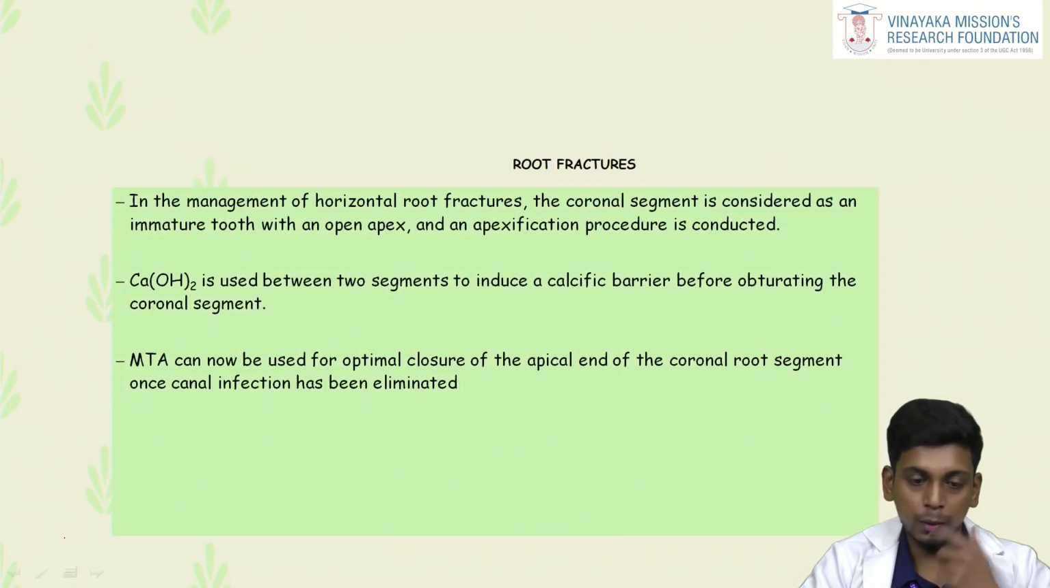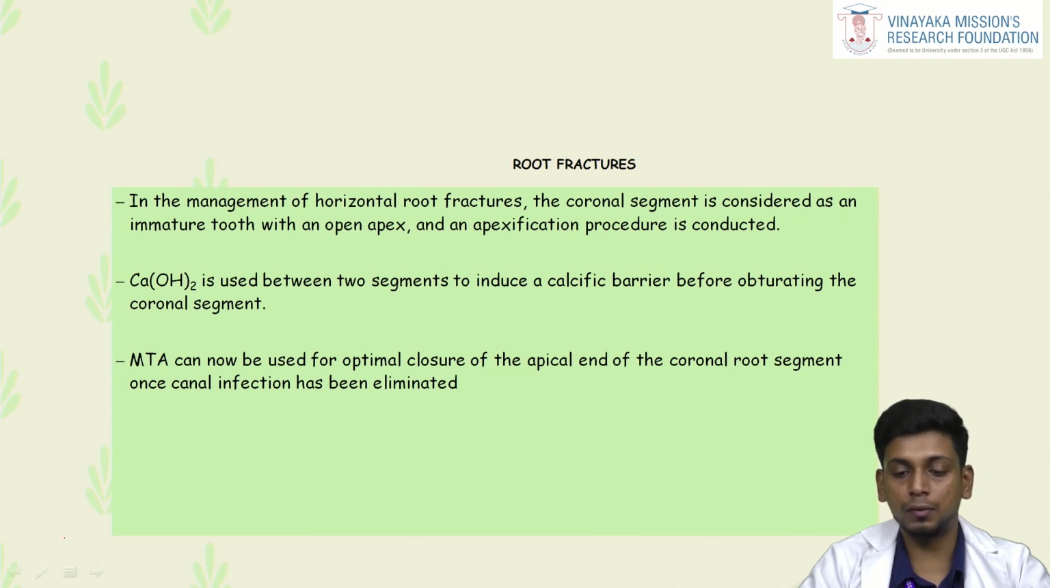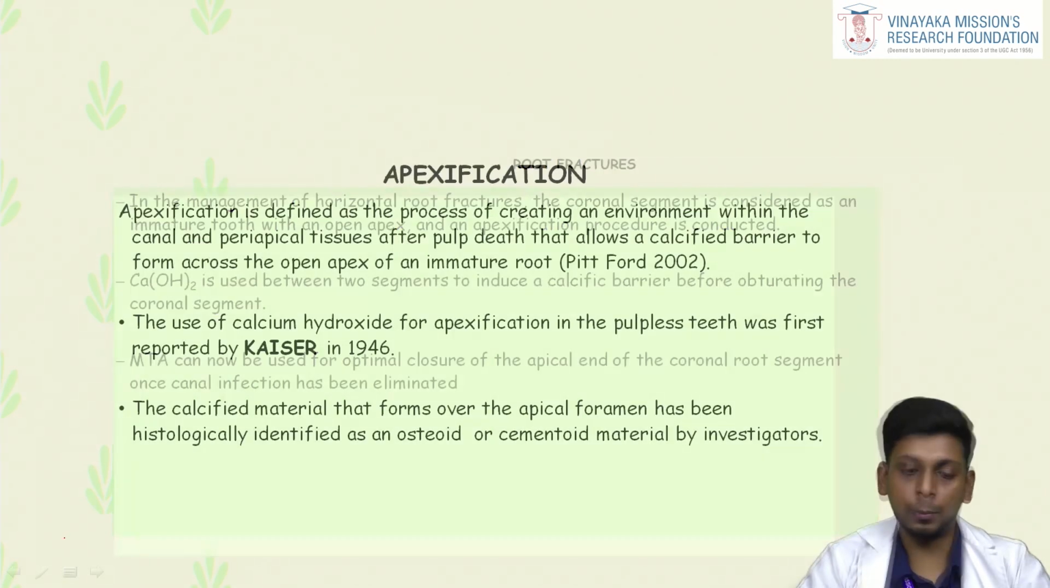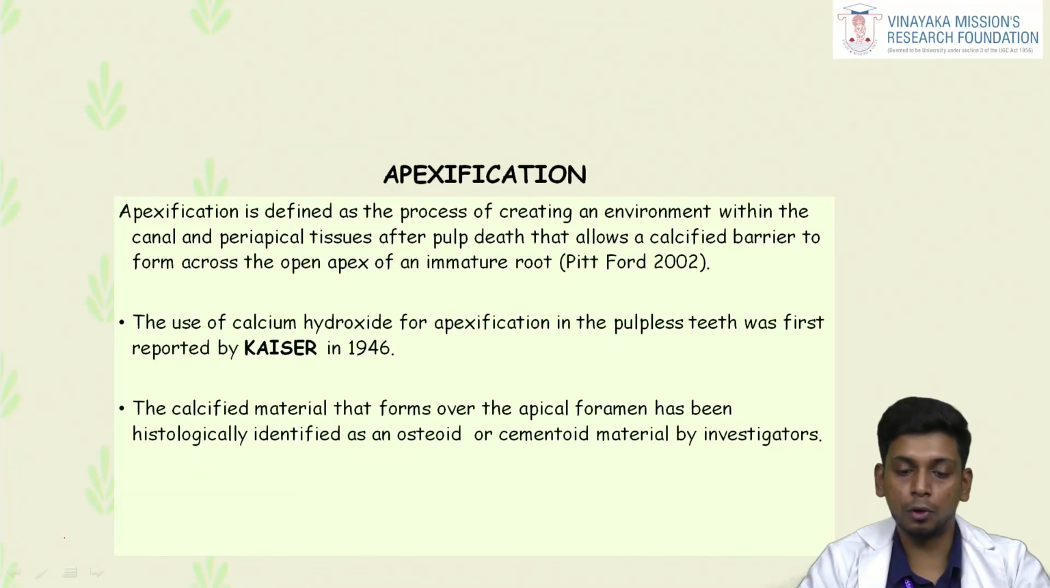Root fracture. In the management of horizontal root fracture, the coronal segment is considered as an immature tooth with an open apex, and an apexification procedure is considered. Calcium hydroxide and MTA both can be used. Apexification is defined as a process of creating an environment within the canal and periapical tissue after pulp death that allows a calcified barrier to form across the open apex of an immature tooth. The use of calcium hydroxide for apexification in the pulpless tooth was first reported by Kaiser in 1946.